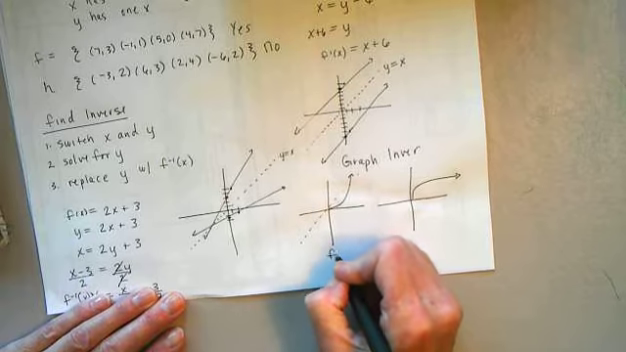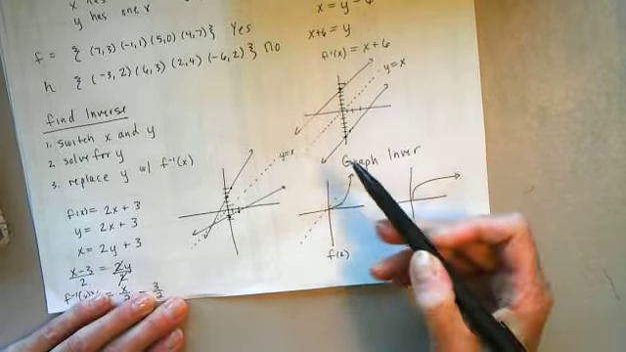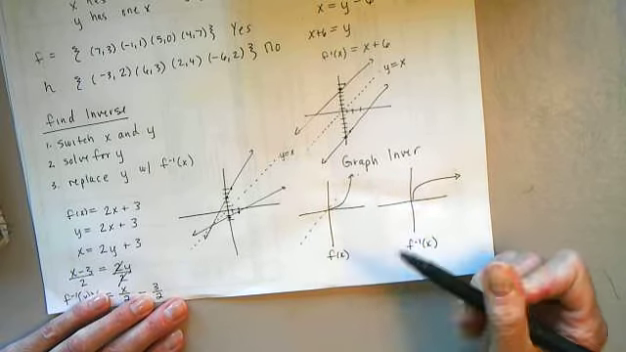So if this is the f of x, this will be the inverse of f of x. So just remember to graph it. If you were to fold that diagonal line, y equals x, that's where the inverse would be.